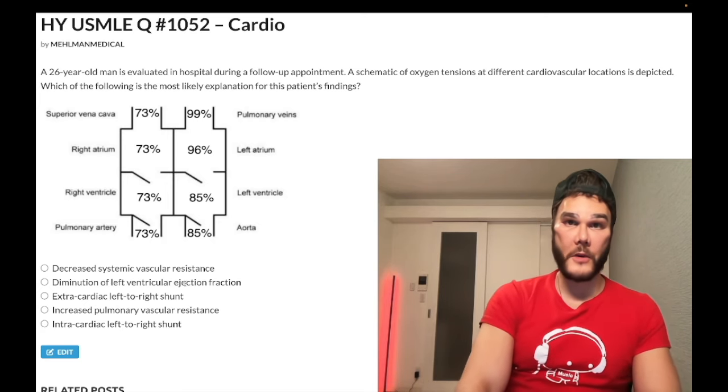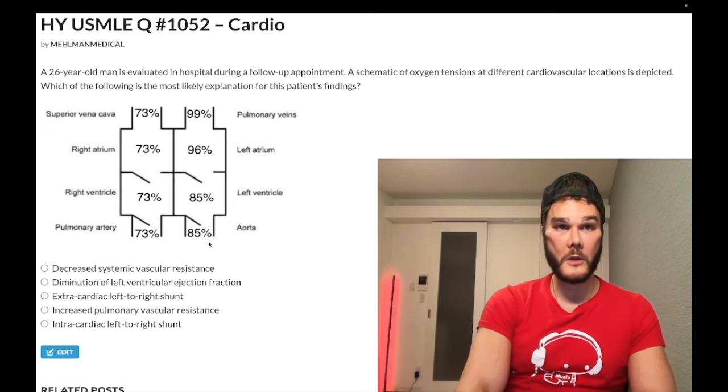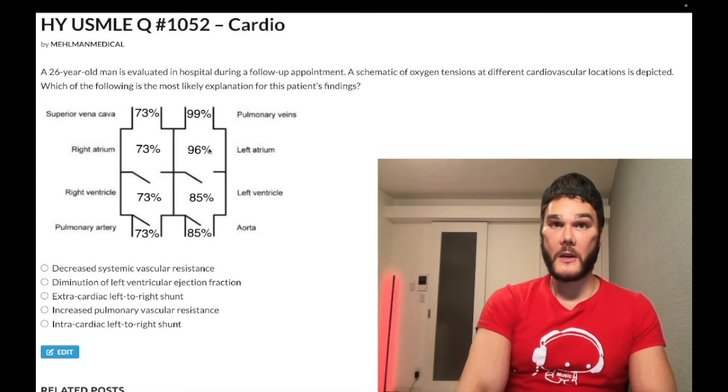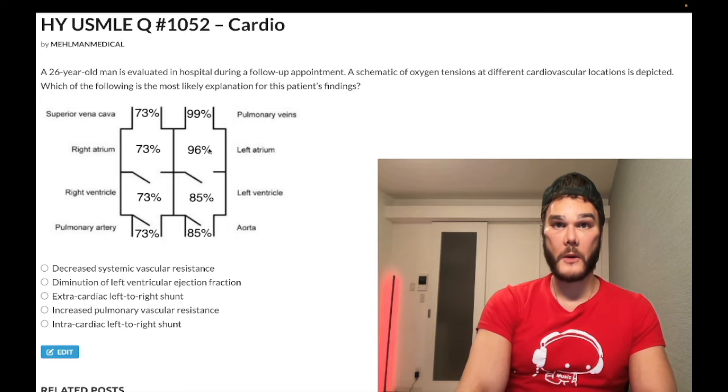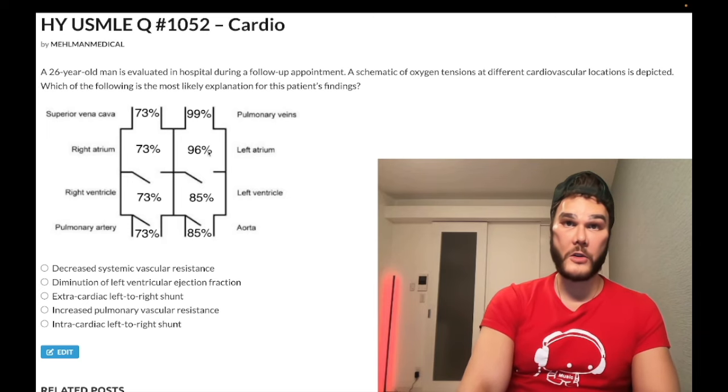Now, the first thing I'm going to mention, because some of you get confused and you always ask this, is why do we have a 99 and 96% step down from the pulmonary veins to the left atrium? NBME will do this. This isn't me being creative. This is because of the Thebesian veins, which drain the myocardium itself. So deoxygenated blood can empty into all 4 chambers, but saliently the left atrium. So this is a normal physiologic drop down, nothing to do with the actual question here.